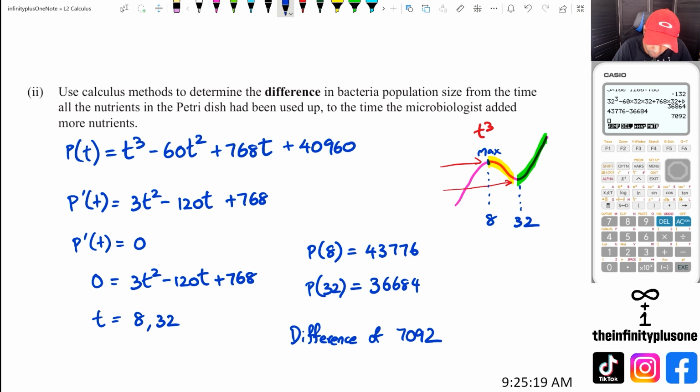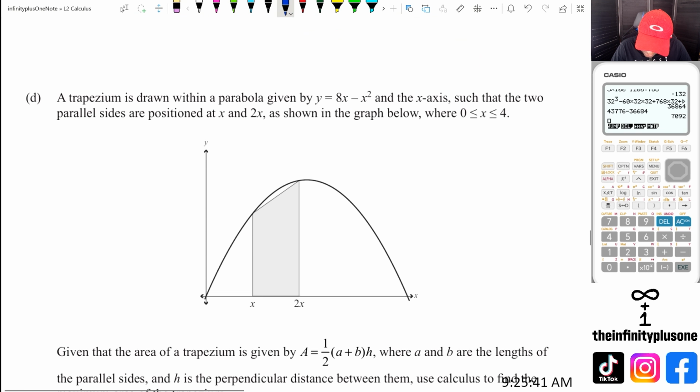But anyway, grades-wise for this question, correct differential set to 0 is worth an achieved. T equals 8 and 32 found is a merit. Correct change in population is worth an excellence. Another interesting question. All right, so going to D.